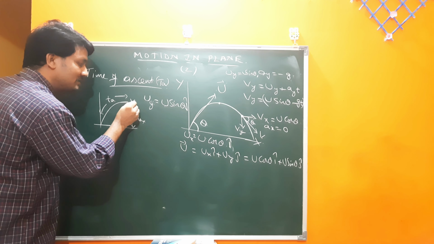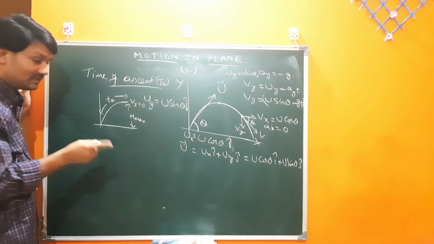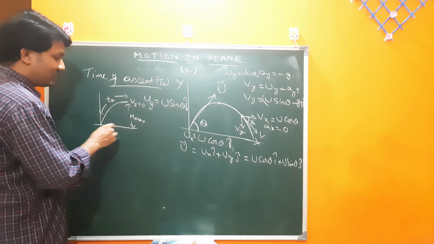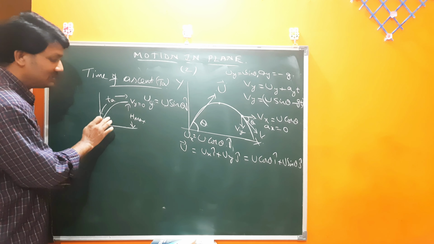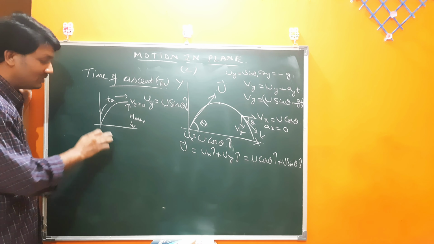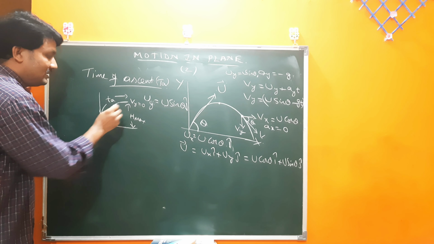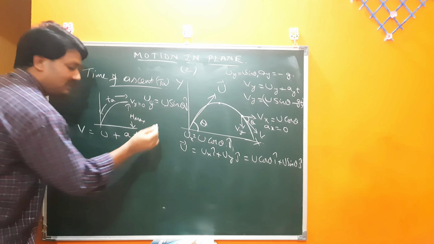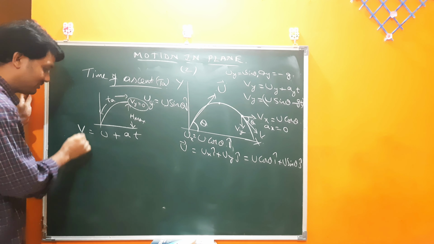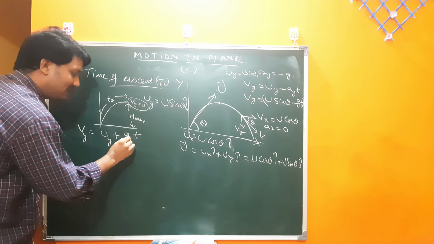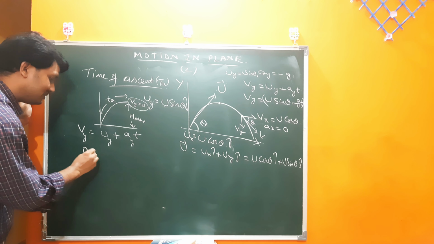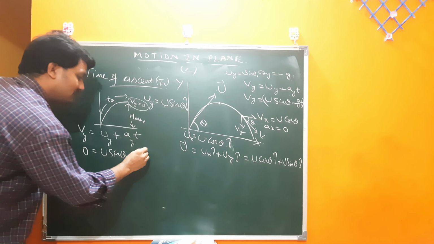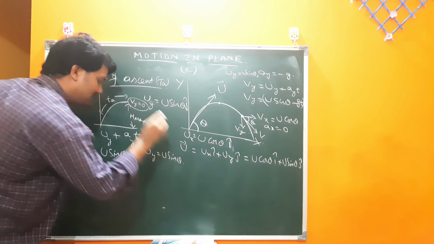That means at maximum height, what happens? Vy is 0. That means the vertical component of the velocity becomes 0, but the horizontal velocity is always there. Now we are discussing only vertical motion, so no need to discuss the horizontal. Take only vertical motion. So here vy is equal to 0. Apply the formula v is equal to u plus at. We need v equal to 0, so vy is equal to uy plus ay t, with vy equal to 0. Here uy is u sin theta.